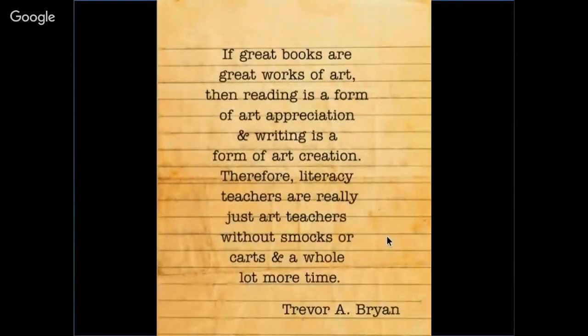Here's a little quote that I wrote. I think of books as artwork, and because books are artworks, we can take the way that English language arts teachers look at art and explore written text with their students. We can actually use a lot of their ideas and approaches to help art students to engage and work with visual texts.